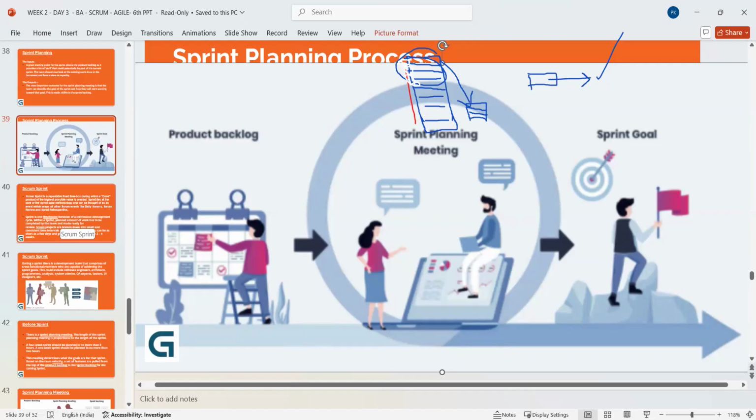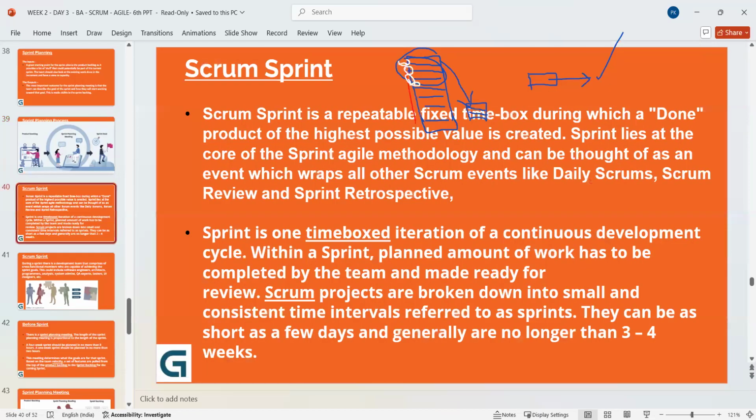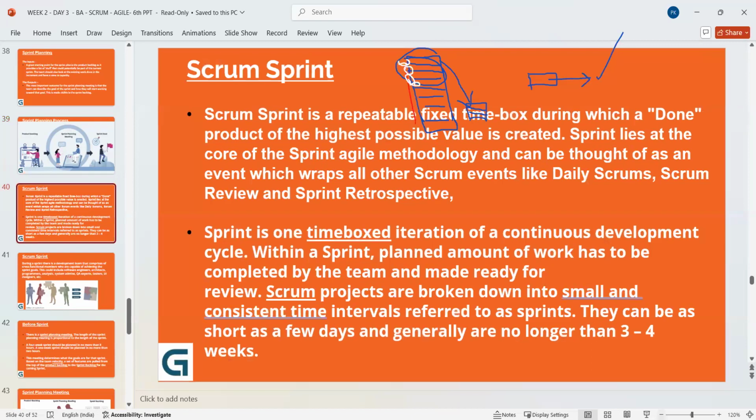Can I request someone to read it out, please? The first paragraph. Scrum Sprint is a repeatable fixed time box during which a done product of the highest possible value is created. Sprint lies at the core of the Agile methodology and can be thought of as an event which wraps all other Scrum events like daily Scrums, Scrum Review, and Scrum Retrospective.